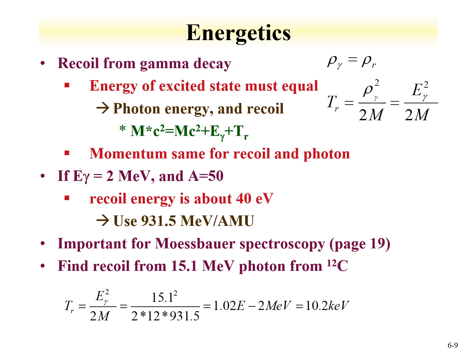Now, this doesn't seem like a very large value, but it's actually the basis of Mössbauer spectroscopy, which we'll discuss starting on page 19. And as another example, if you look at a rather large de-excitation, a 15 MeV photon emitted from carbon-12, you can see that you can have a very large recoil from this state.